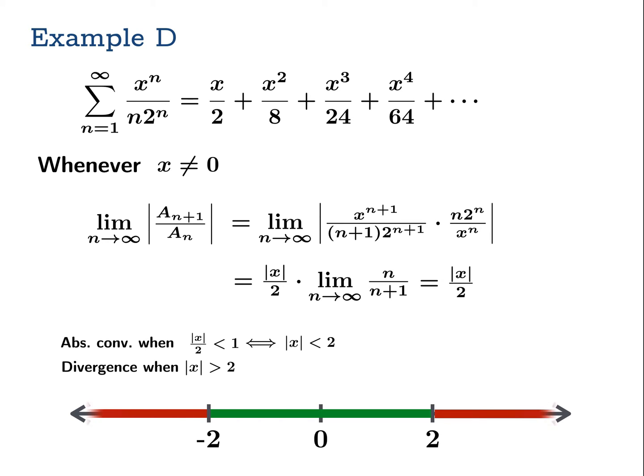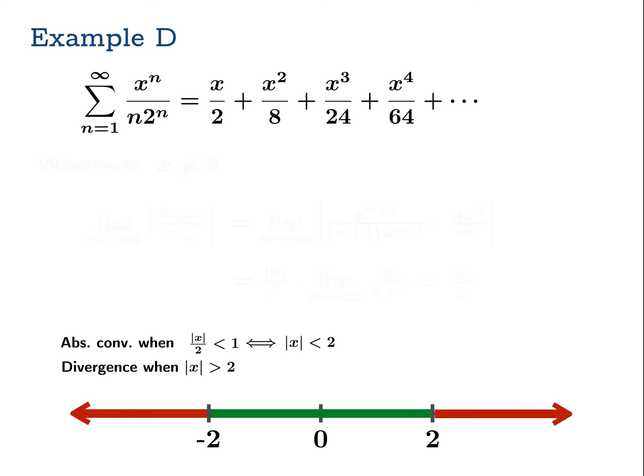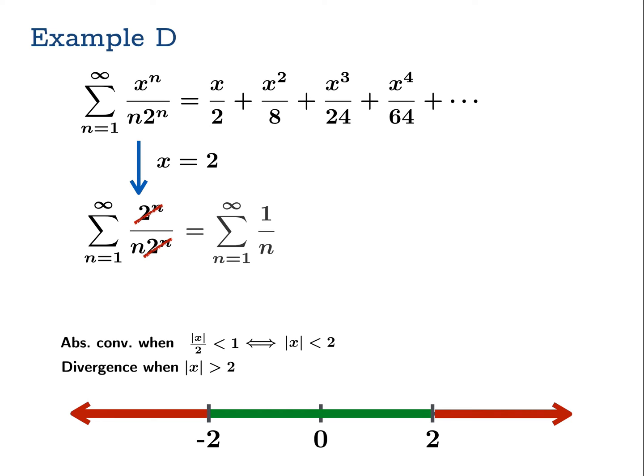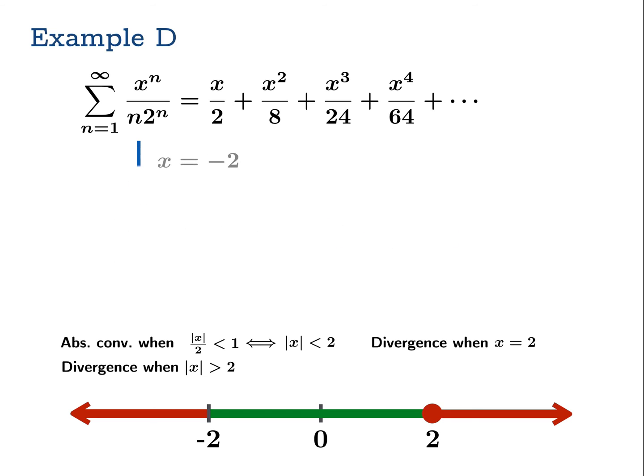Similarly, if the absolute value of x is greater than 2, you're going to get divergence, and we have to check the individual cases separately. So let's do so. When you plug in x equals 2, you get a series, and actually if you look at the sigma notation, you realize that the series you get is harmonic. It's the harmonic series, and that diverges. That's easy. Let's plug in negative 2.